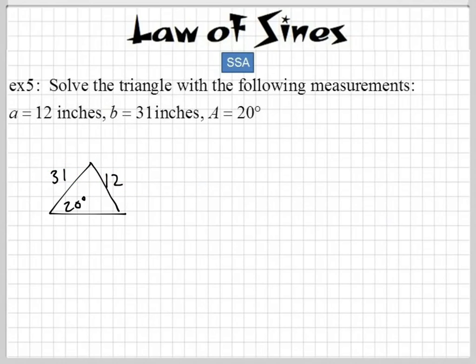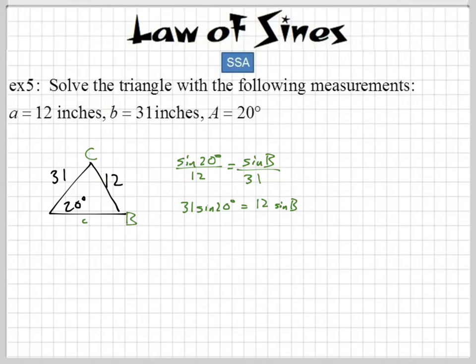So let's see. We got sine of 20 degrees over 12, and then this is going to be capital B, lowercase c, capital C, and then we have that equals sine of B over 31. And we'll set up the other fraction later. Let's solve this one. So we have 31 times sine of 20 degrees equals 12 times sine of B.